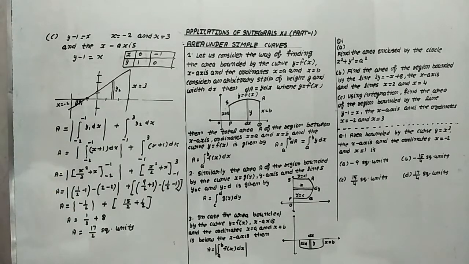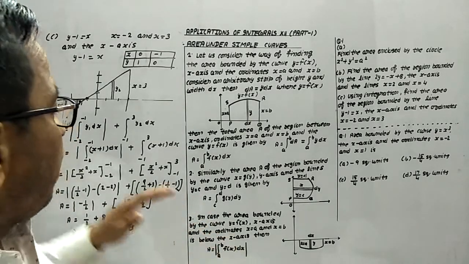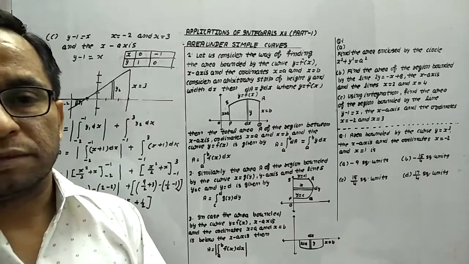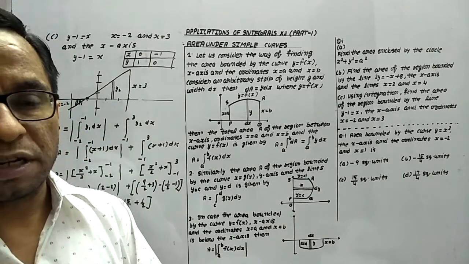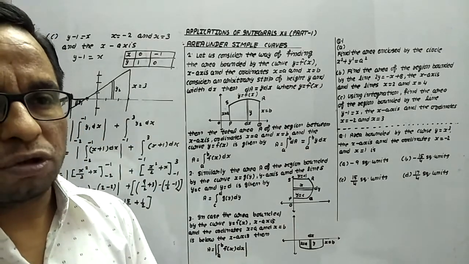So this is the way to find out the area of the curve if it is below the x-axis. So on the basis of this explanation, you have to solve the other questions also.